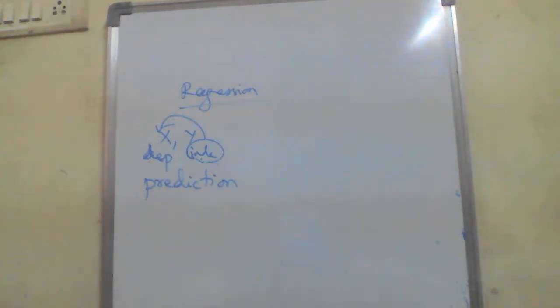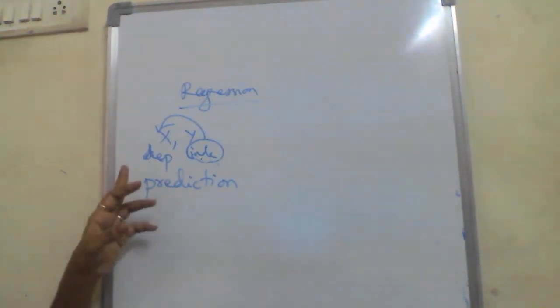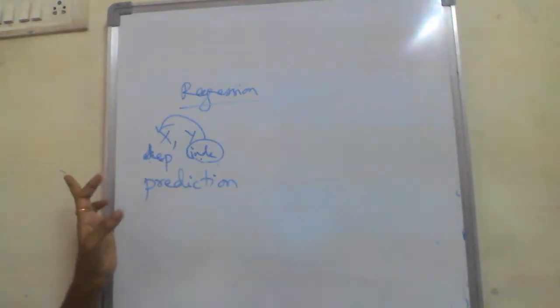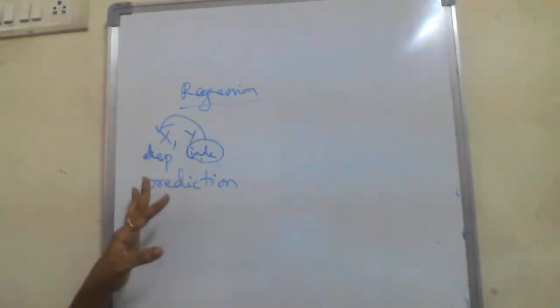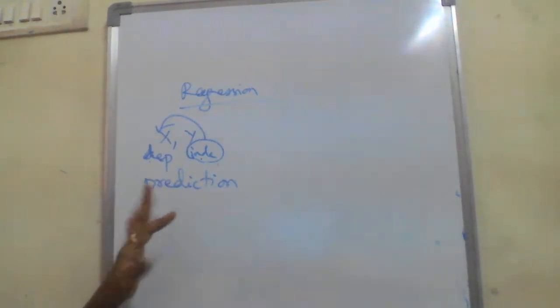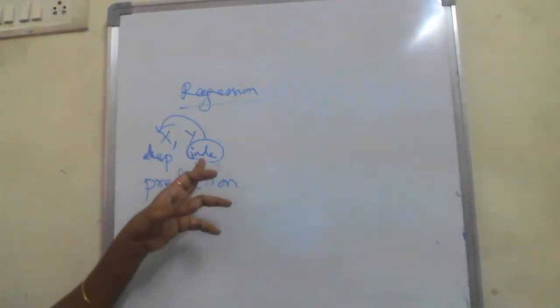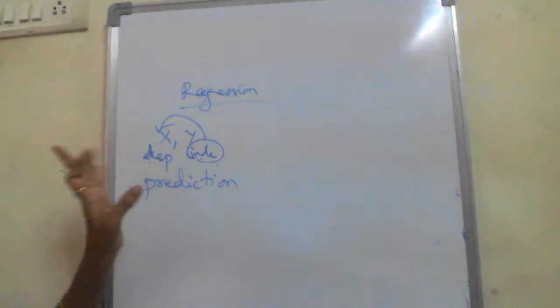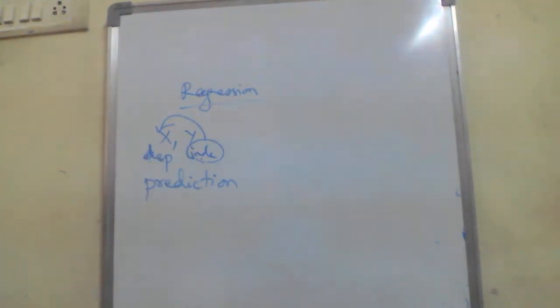Sometimes you have one dependent variable and one independent variable. That is simple regression. And suppose you have more than one independent variable and only one dependent variable, that is multiple regression. Normally the type of question they ask here is lines of regression.